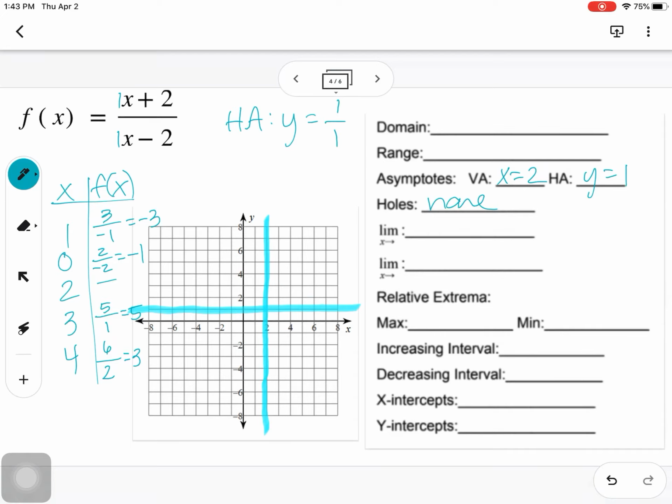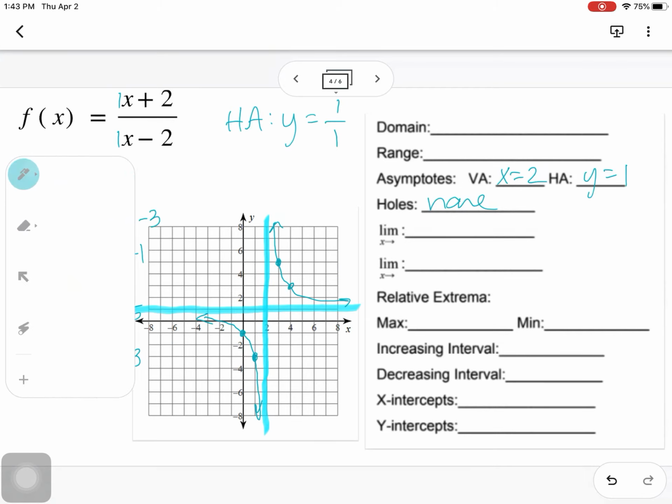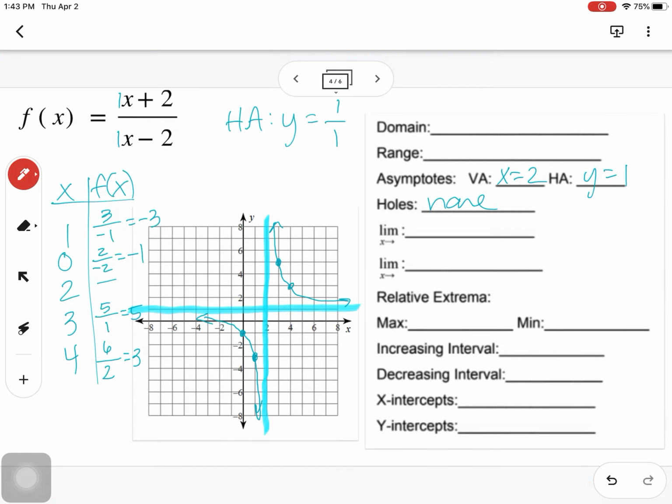And I'm going to go ahead and plot these points: at 1, we're at negative 3, 0, negative 1, 3 is up at 5, 4 is at 3. And again, we just draw that curve as we talked about with our parent function, approaching both asymptotes.